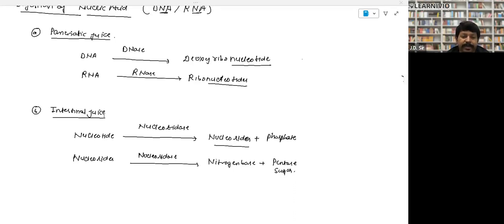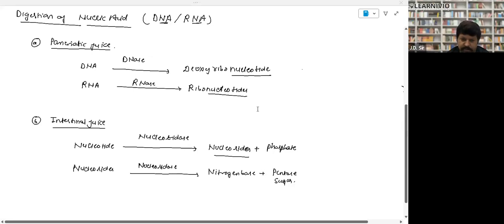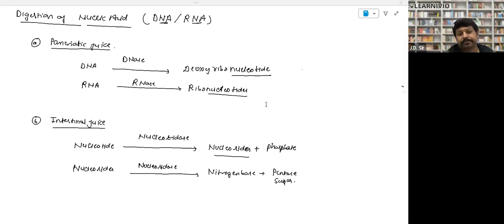Now, in intestinal juice, there are nucleotidases, which break down these nucleotides into nucleosides plus phosphate. So that's how digestion of DNA and RNA takes place. Note down this also, and this will be the last thing for the digestion.